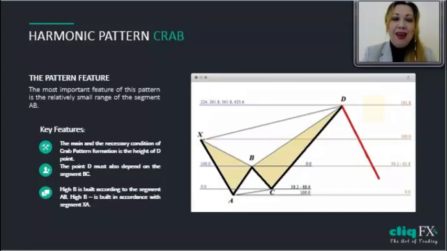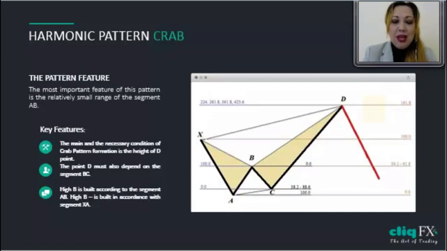We will show you an example of the bearish pattern. Comparing it with the first, bullish one, you see the main difference. So the main and necessary condition for the formation of the harmonic pattern will be the height of D point.